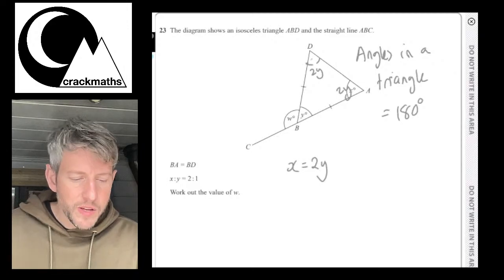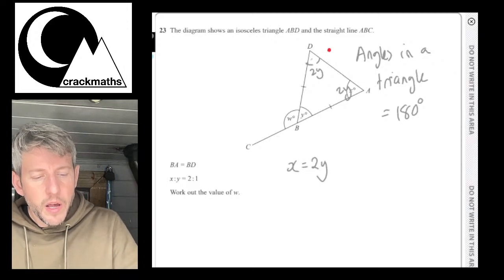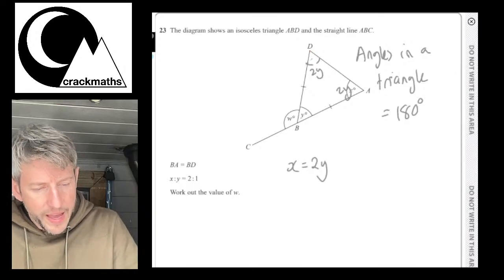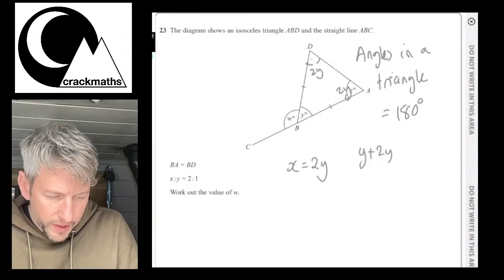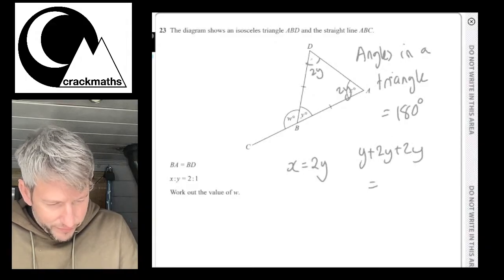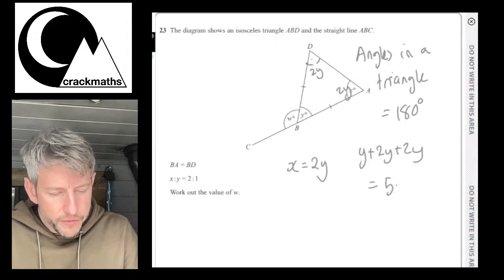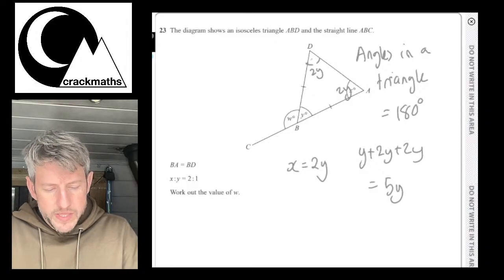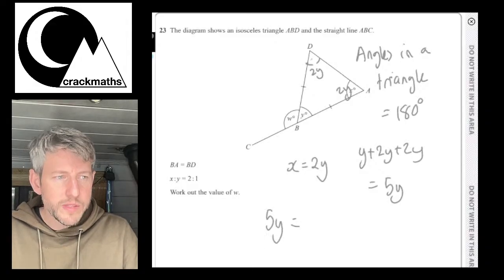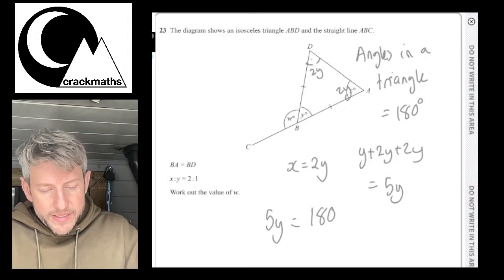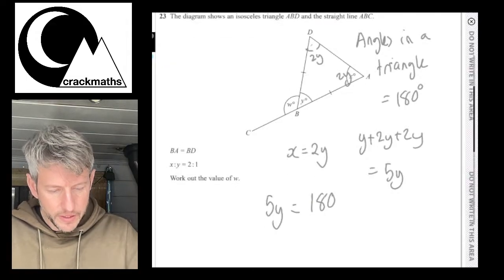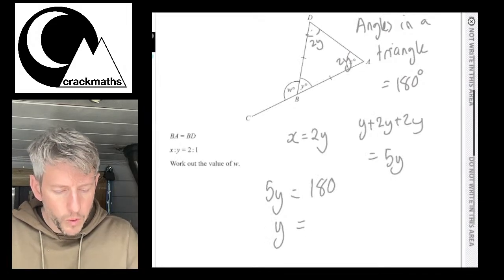Okay, so the angles inside a triangle equal 180 degrees. We've got y, add 2y, add 2y, so they equal 5y. So 5y is all the angles inside the triangle, and they equal 180 degrees. So we need to work out what 1y is.